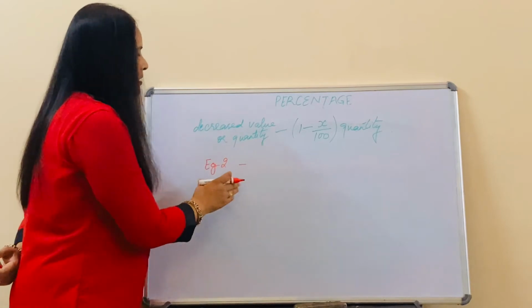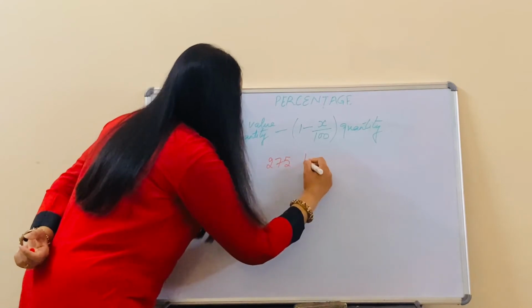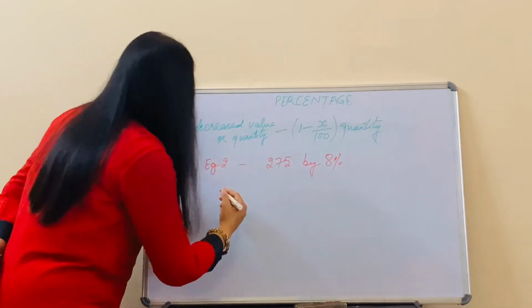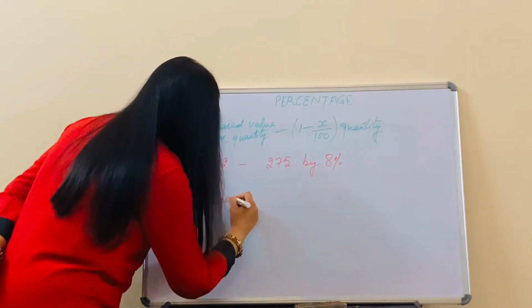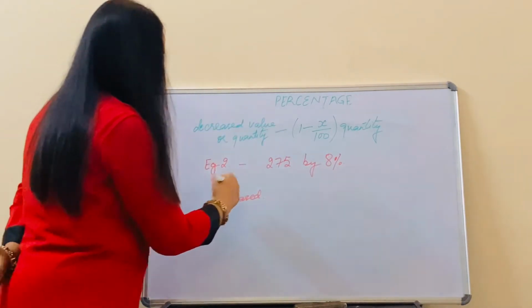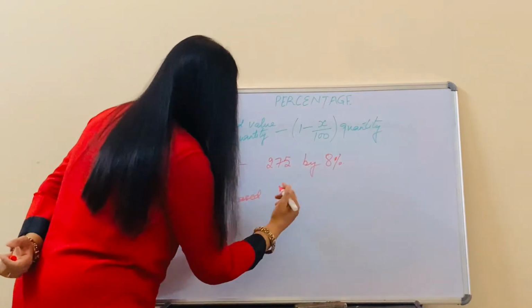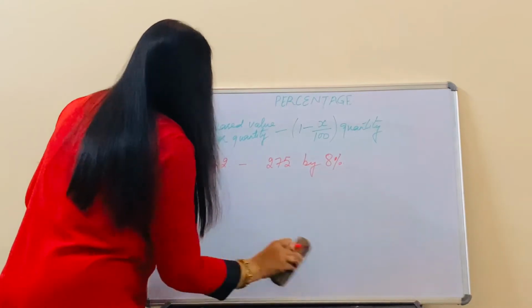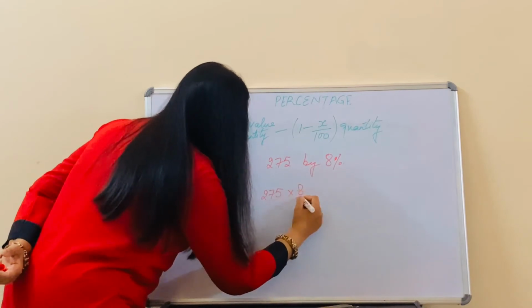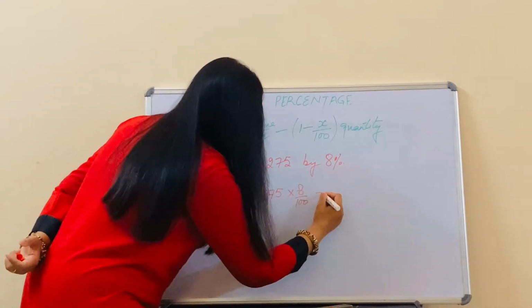The another example is, now we have to decrease a number. We have to decrease a number 275 by 8%. How can we solve it? Means simple, decreased value. You can even directly apply the formula, or you can do it as how much 8% of 275 comes out to be. It can be done in two ways. First of all, 275 multiplied by 8 upon 100. This means we are calculating the 8% of 275.